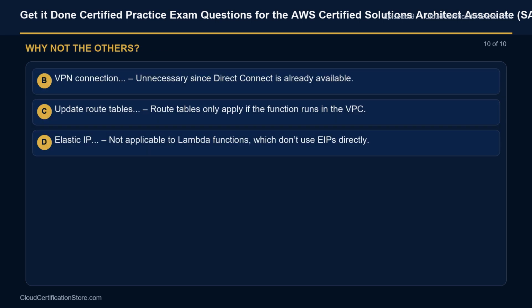Why not option B? VPN connection. Unnecessary since Direct Connect is already available. Why not option C? Update route tables. Route tables only apply if the function runs in the VPC. Why not option D? Elastic IP. Not applicable to Lambda functions, which don't use EIPs directly.